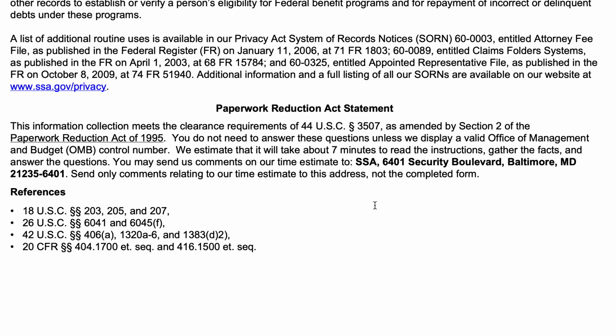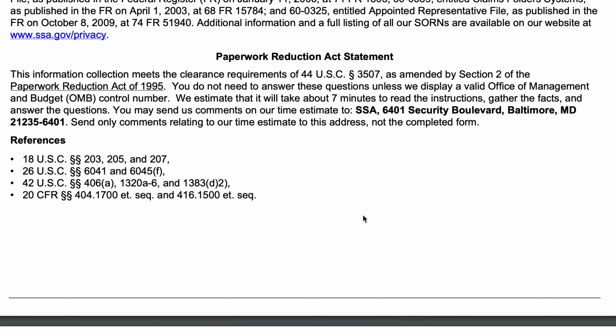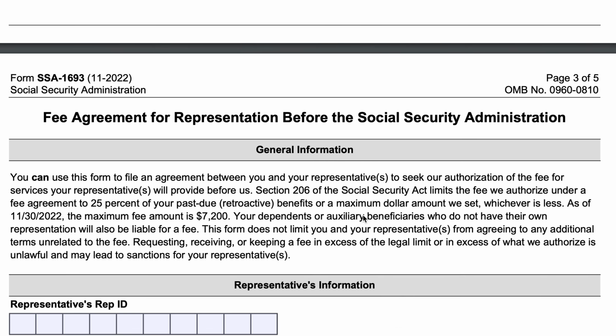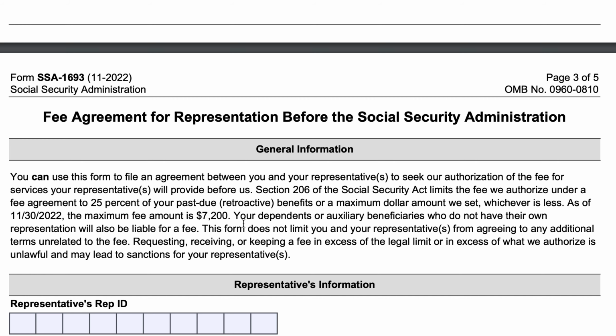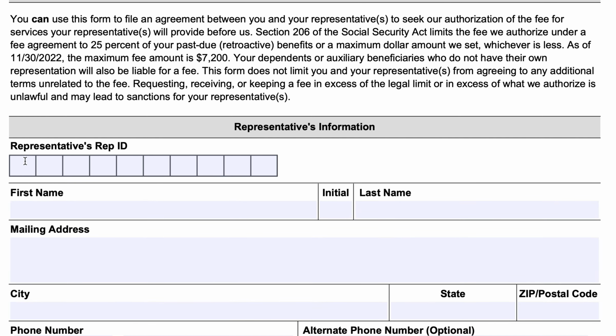See, according to this Paperwork Reduction Act statement, it should take about 7 minutes to read the instructions, gather the facts, and answer the questions. It probably won't take that long simply because your representative will have pre-filled a lot of these fields. So we're going to go through this. We can fill in fields and pretend that we're making this application on the spot. So the rep ID, you don't need to worry about that.